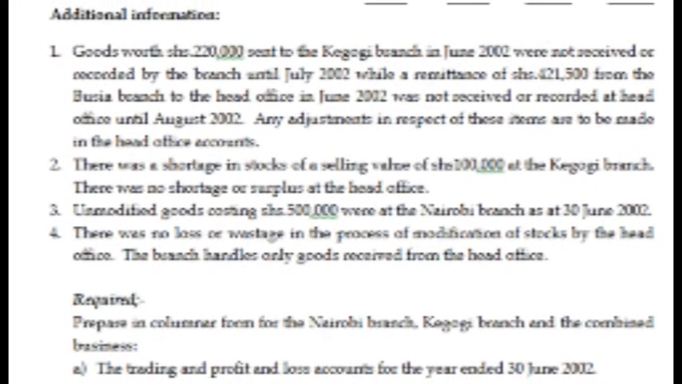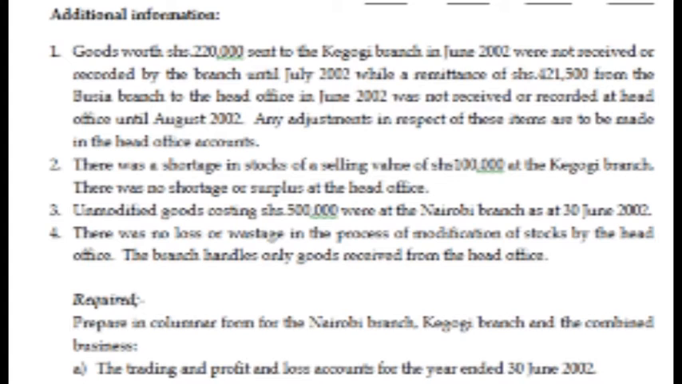We have additional information, friends. 1. Goods worth 220,000 shillings sent to the Kegogi branch in June 2015 were not received or recorded by the branch until July 2015, while a remittance of 421,500 from the Kegogi branch to the head office in June 2015 was not received or recorded at the head office until August 2015. Any adjustment in respect of these items are to be made in the head office accounts.